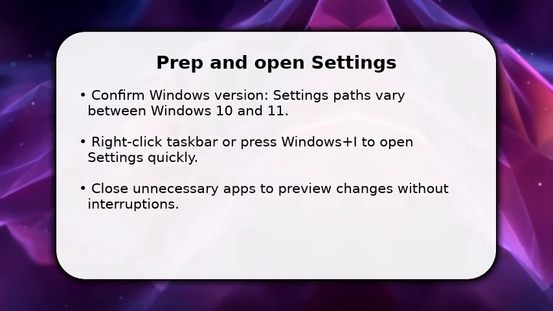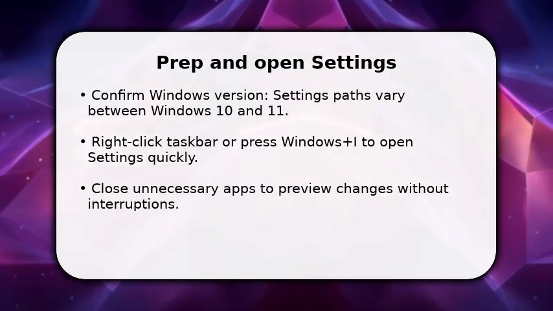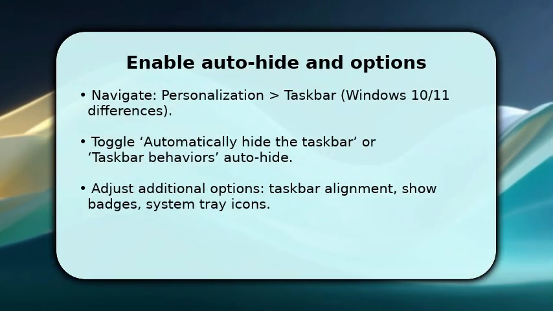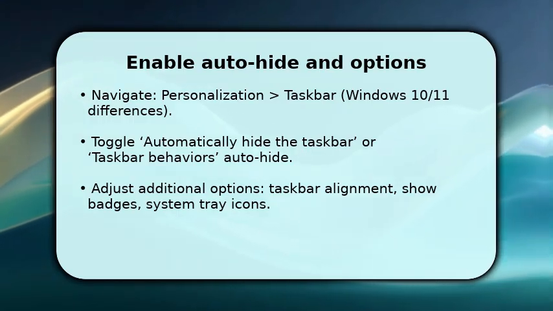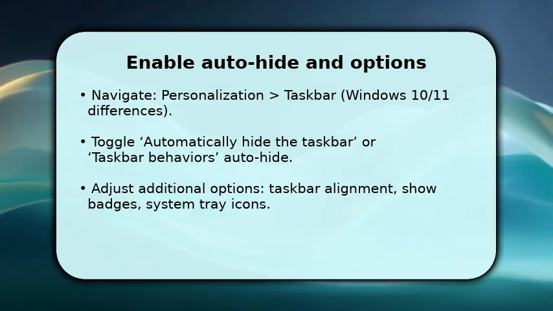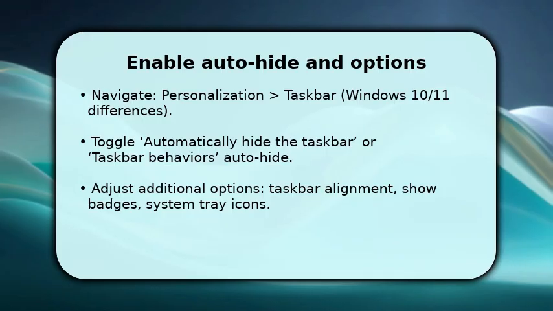You'll now move directly into taskbar personalization and auto-hide options, so keep Settings open and follow along. Next, go into Personalization then Taskbar. You'll see an auto-hide toggle on Windows 10. On Windows 11, open taskbar behaviors and check automatically hide the taskbar. Do it now, flip the switch and watch the bar disappear when you move the cursor away.